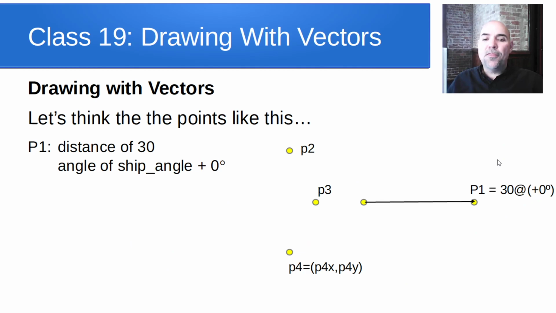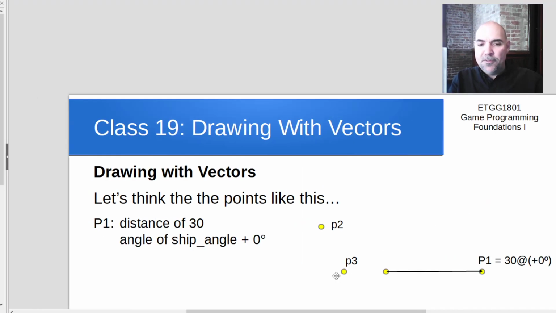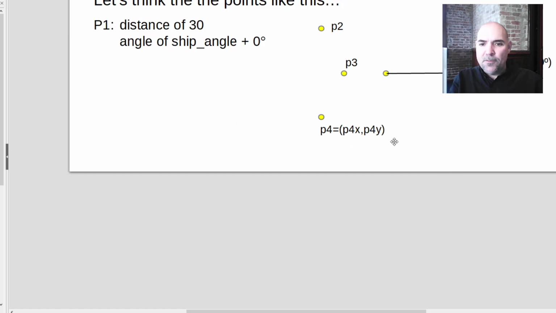So in other words, we're going to think of, here's the ship's center right here. There's P1 over here. We're going to think of it as, and let me take this off. This is confusing with some of this down here. Hold on one second. That stuff shouldn't be there.